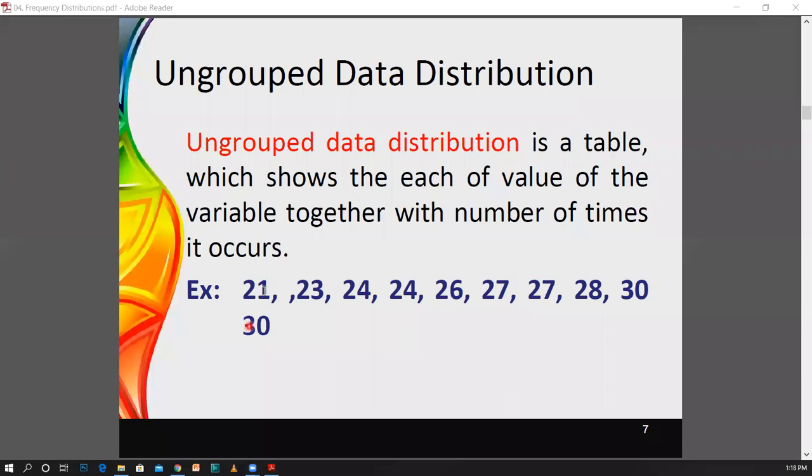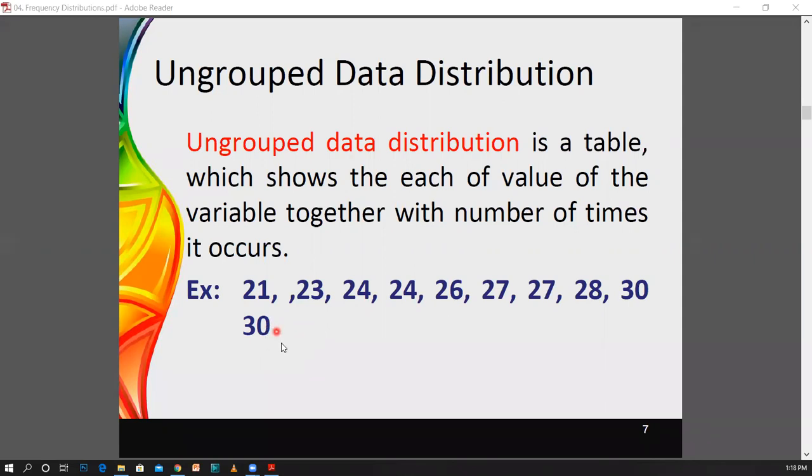Therefore, when you are going to create this ungrouped data distribution, you can have it using a continuous set of values. Here you can see the minimum value is 21 and the maximum value is 30. Normally, there is no need to rearrange the data in an ordered manner.